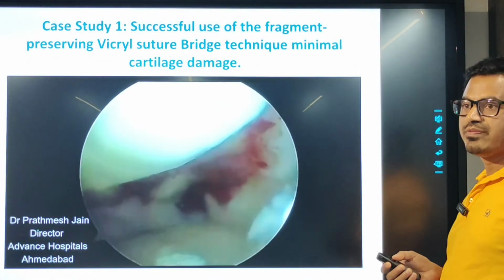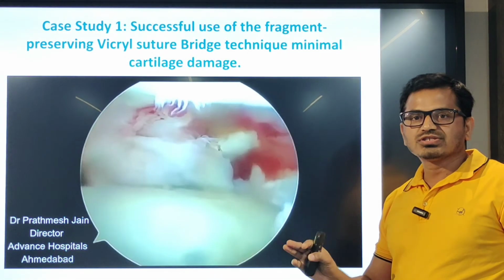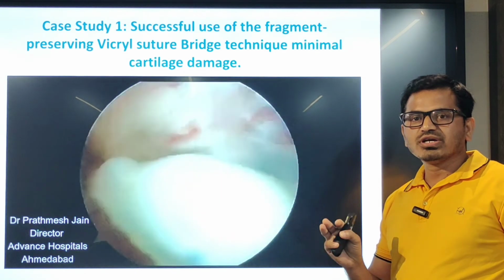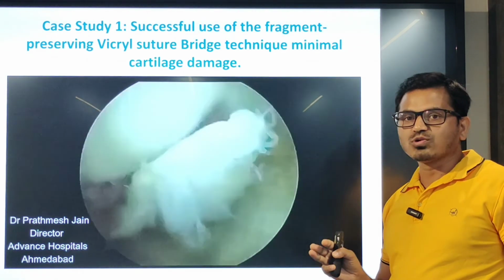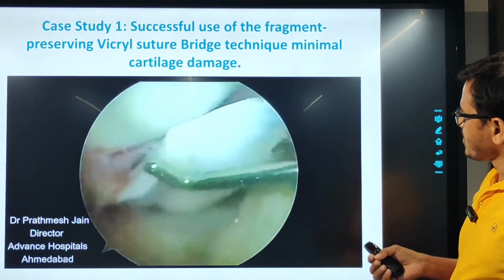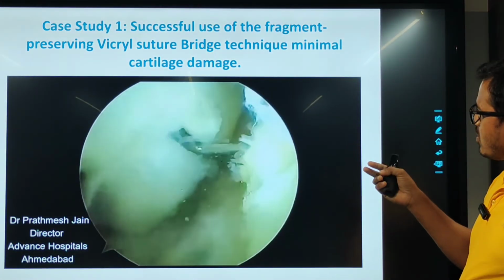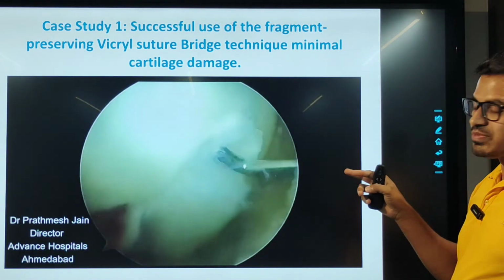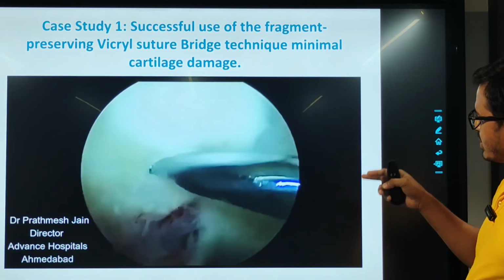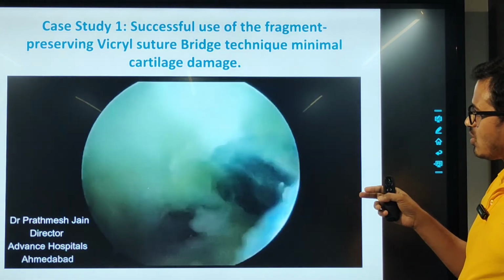So in this video we will be demonstrating the fixation of osteochondral defect using an innovative and tailored approach. Here you can see there is a loose fragment almost attaching to the PCL attachment site, and you can see it is clipping into the joint. That can cause locking of the joint.